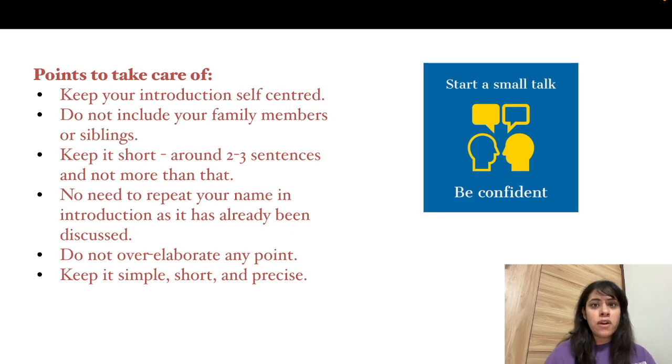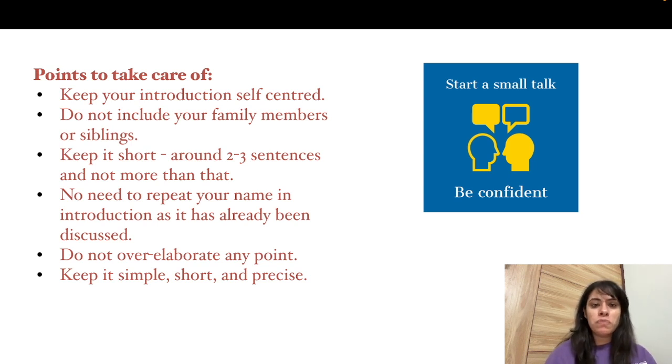Before we wind up, there are a few points which I want you to take care of. Keep the introduction self centered. Do not talk about your family members or siblings, what your mom or dad does. That's strictly not required here. Talk about yourself, your work, your study, your hobbies. Then keep it short, around 2 to 3 sentences, because that's the length which we have to follow in part 1. Do not go overboard with the length here, because the examiner might cut you off in between if your answers are extremely long, and we don't want that.